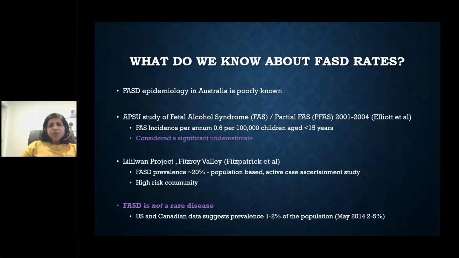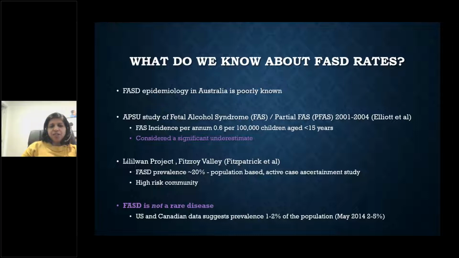Now, what do we know about FASD? Regarding its epidemiology, of course, in Australia, it is poorly known, just like in many other countries. There was a study which was done by APSU on fetal alcohol syndrome or partial fetal alcohol syndrome. According to this study, which was done between 2001 and 2004 by Elizabeth Elliott, who is one of the leading clinicians at Westmead Children's and has done an impressive body of work in this area, the FASD incidence per annum is 0.6 per 100,000 children, especially young people less than 15 years, and it is considered to be still a significant underestimate because of lack of awareness about this condition and also lack of appropriate diagnostic evaluation tools.